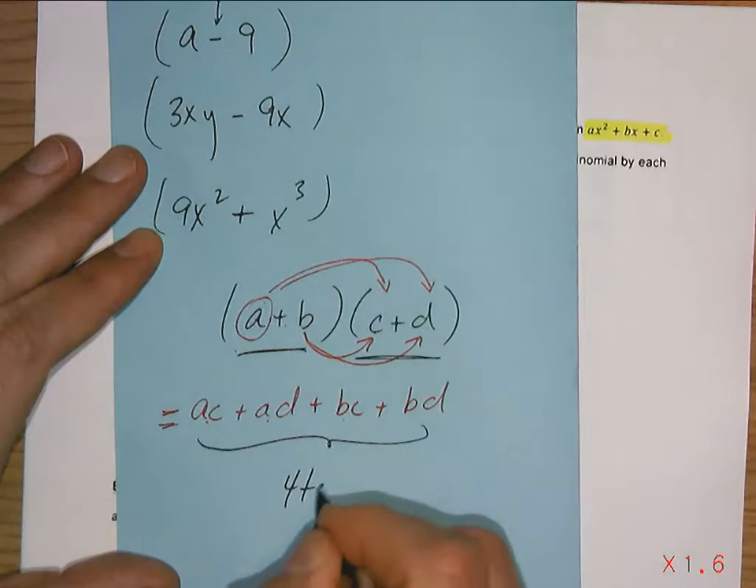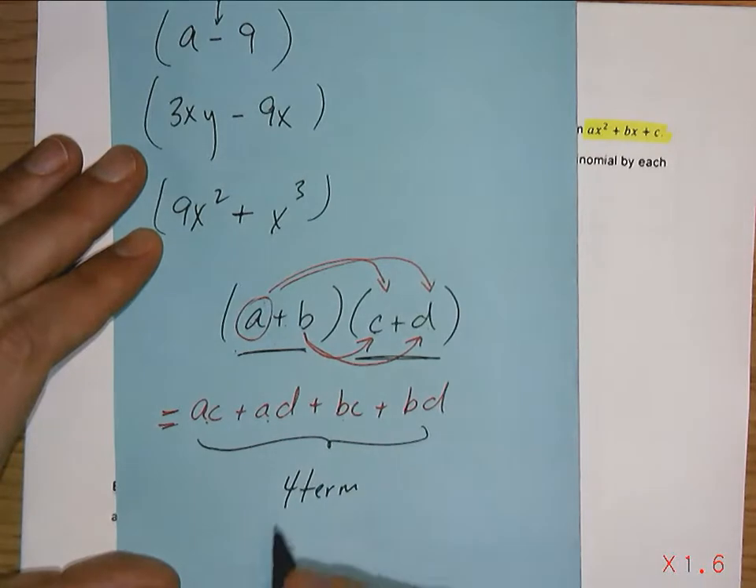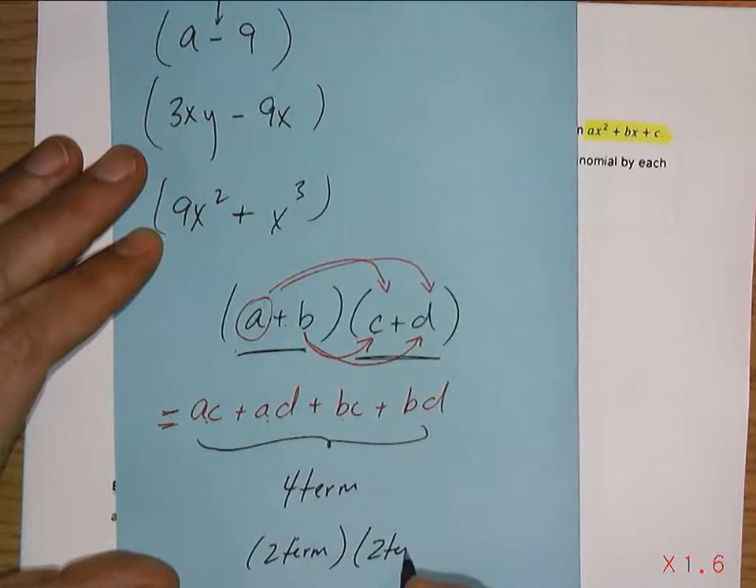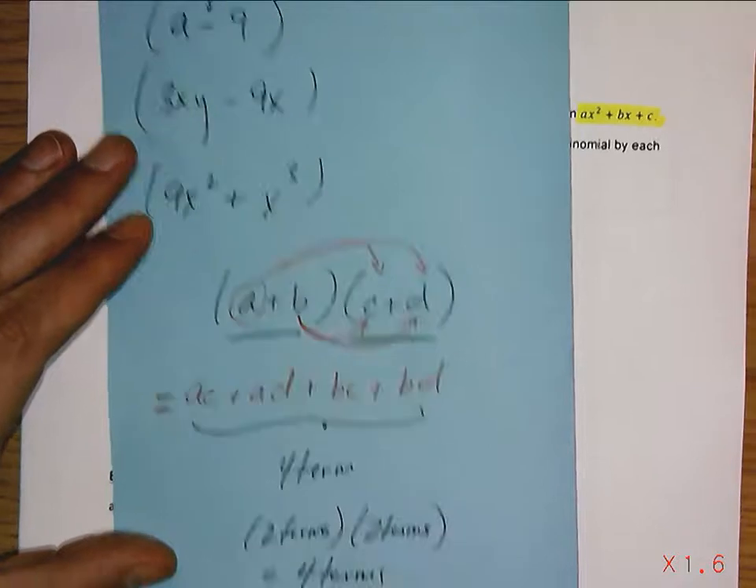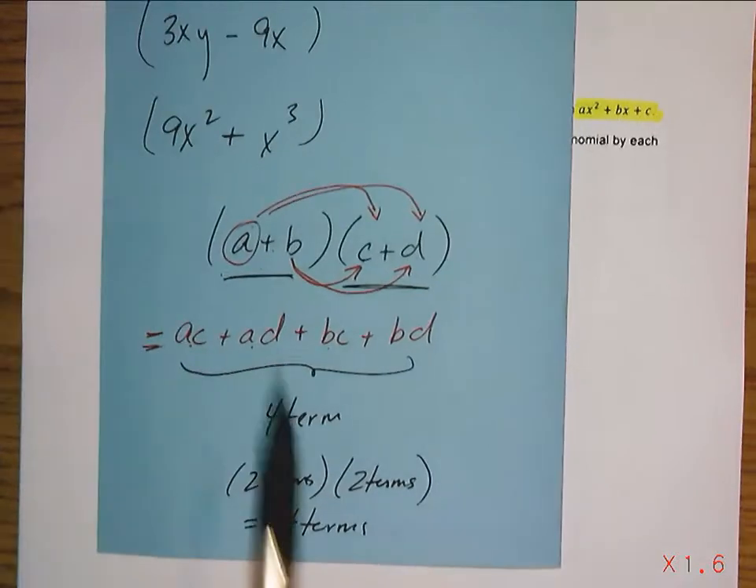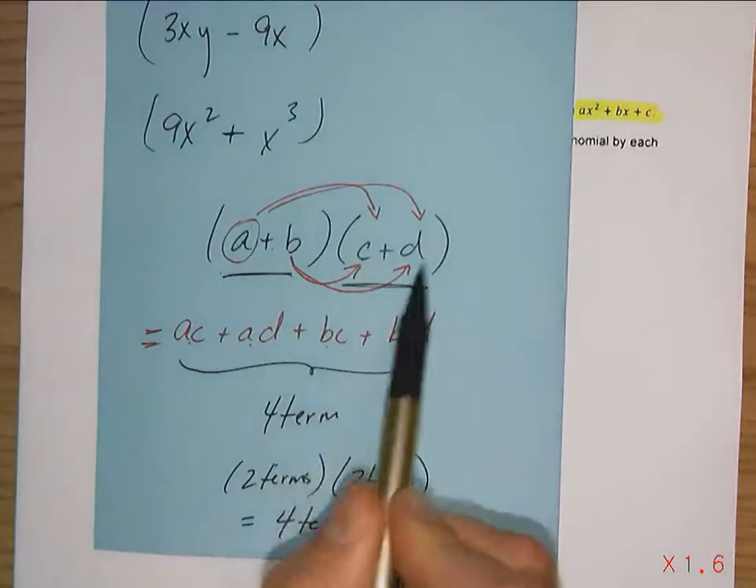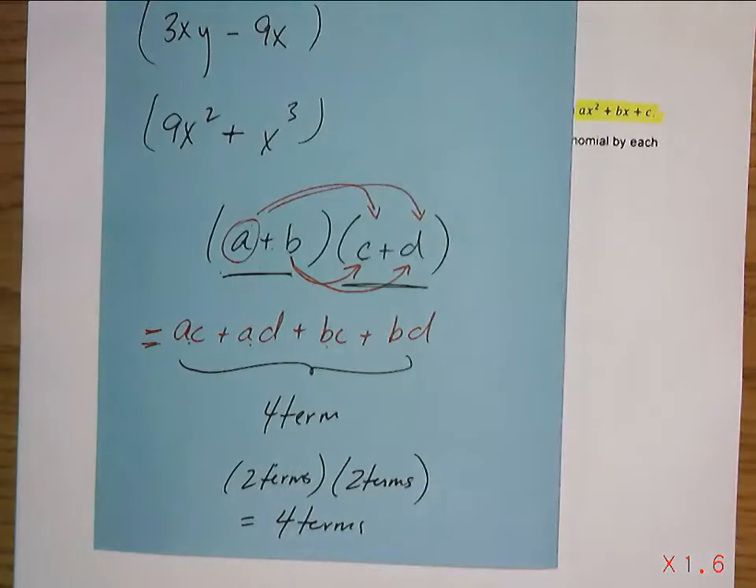Okay? So when you take 2 terms and you multiply them by 2 terms, you're going to end up with 4 terms. And that kind of makes sense. I took 2 terms, multiplied it by another 2 terms, and expanded it to get 4 terms.